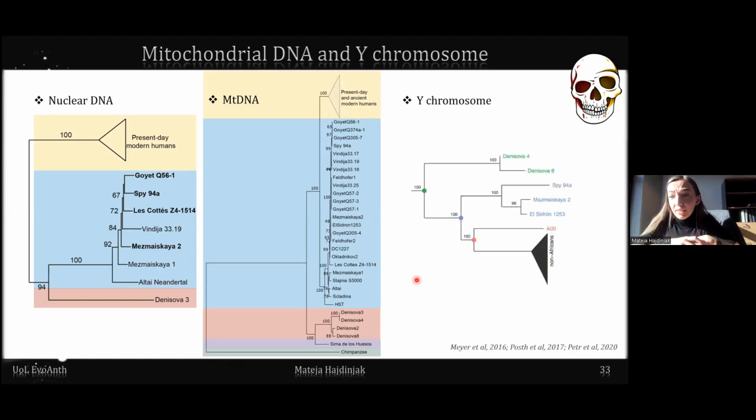And this work was done by Martin Peter. And again, on the Y chromosome, what we see is very similar to mitochondrial DNA: Neanderthals are closer to modern humans and Denisovans are an outgroup. The current hypothesis that we are working with is that an early contact between Neanderthals and ancestors of modern humans introduced both the mitochondrial and Y chromosomes into the later Neanderthals and completely replaced the previous Y chromosome and mitochondrial DNA of Neanderthals.